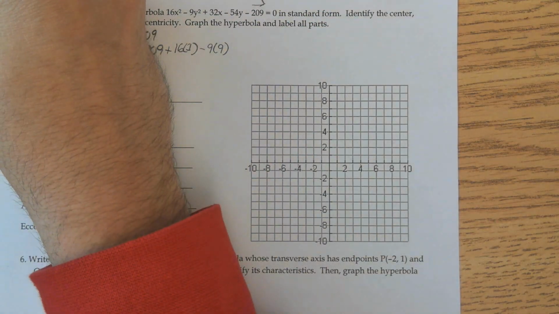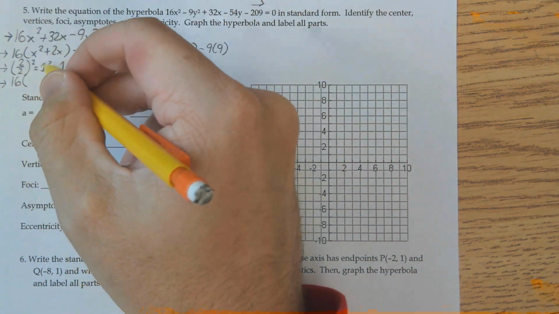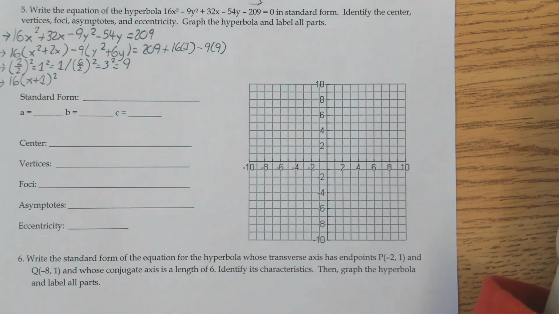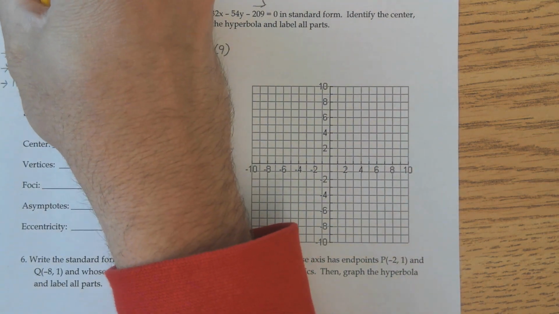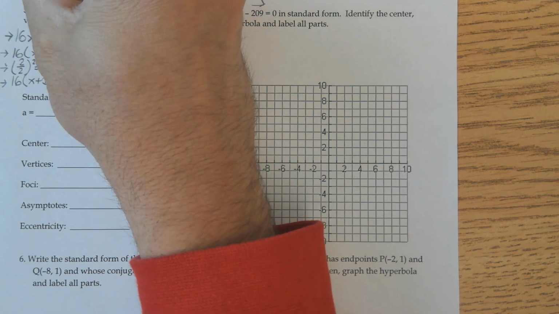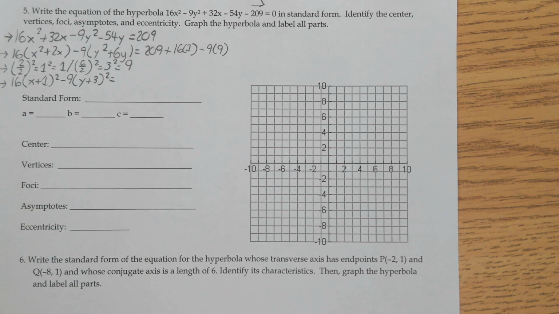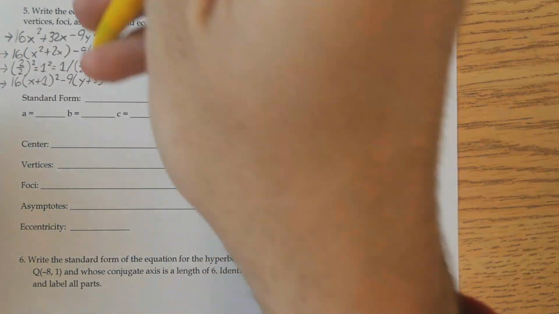And so what are we going to have? Let's look at it. So we're going to have 16 out front here, times, when I did 2 divided by 2, I got 1, so it's going to be x plus 1 to the second power, minus 9. Y, when I did 6 divided by 2, I got 3, so y plus 3 to the second power. And now let's put that in our calculator. So 209 plus 16 times 1 is 16 minus 81 gives me 144.